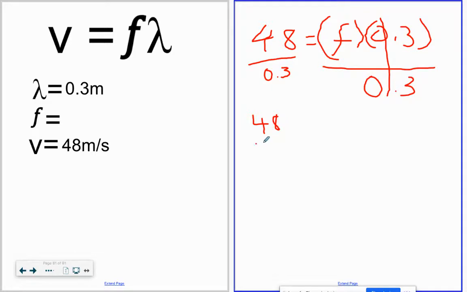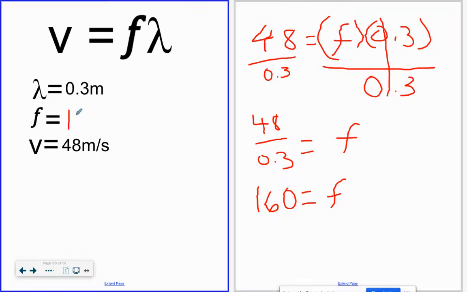Therefore, 48 divided by 0.3 equals my frequency. So when I divide 48 by 0.3, that comes out to 160 equals my frequency. So we write 160, and the unit that we use is hertz.